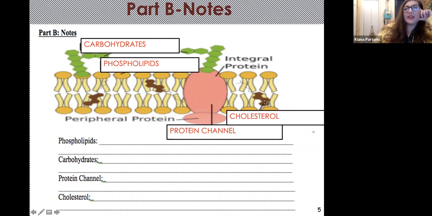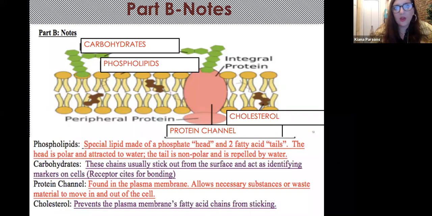And then embedded in the cell membrane is cholesterol, and I don't think that's on your handout. But cholesterol is obviously another lipid. It's fatty, and it contributes to this semi-permeable property of the cell membrane. So phospholipids are a special lipid made out of a phosphate head, and there's the head, and two fatty acid tails. The head is polar and attracted to water, right? So the hydrophilic heads and the hydrophobic tails make the cell membrane semi-permeable.